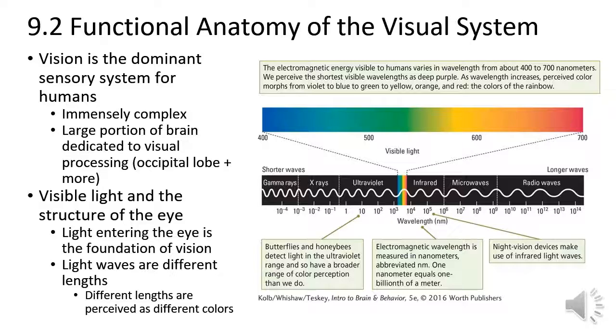And before we learn about vision, we want to make sure we're on the same page about some basics of visible light and just how the eye works. So light entering the eye is of course the foundation of vision, light that's been altered by the physical environment. And light waves are all different lengths. These different lengths are perceived as different colors. So for example, red is a longer wavelength, and blue is a shorter wavelength, and green is a medium wavelength.